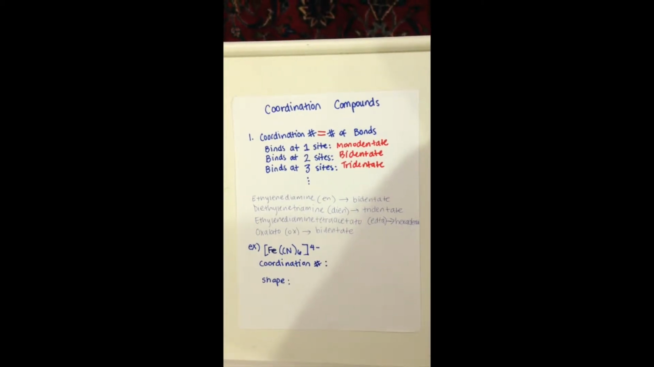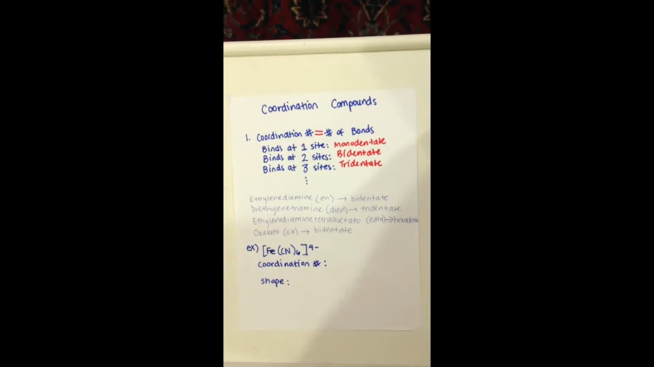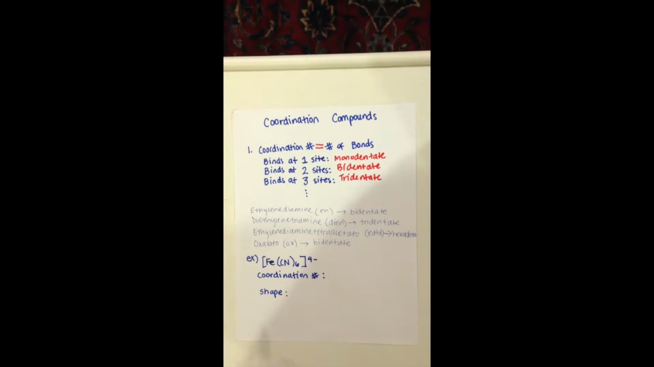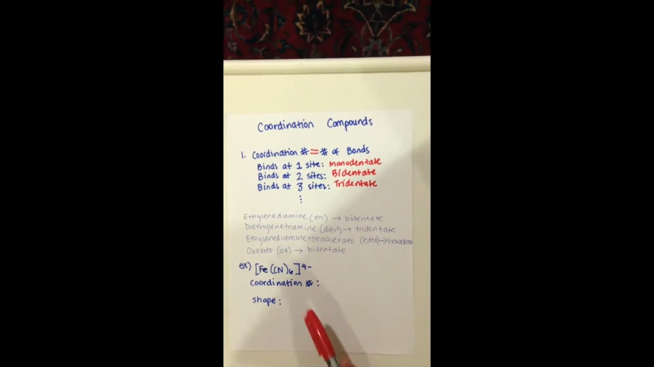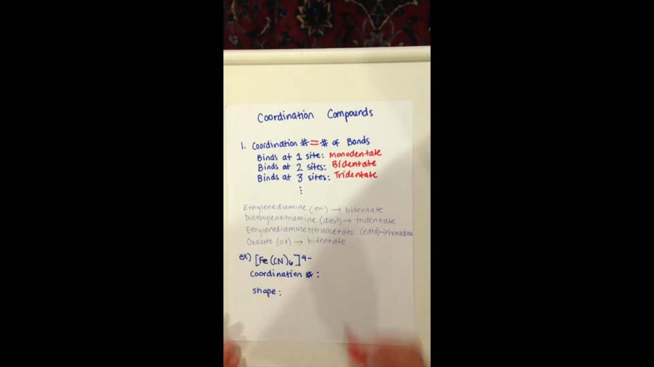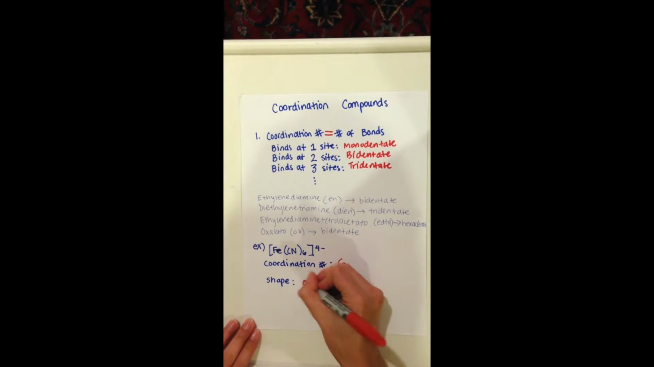Now let's do an example that involves finding the coordination number and shape of a coordination compound. In this example, we see that there are 6 monodentate cyano ligands bound to the iron central metal ion, so the coordination number is 6. This therefore makes the shape octahedral.